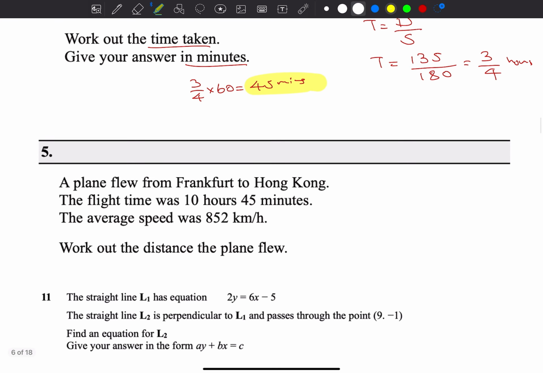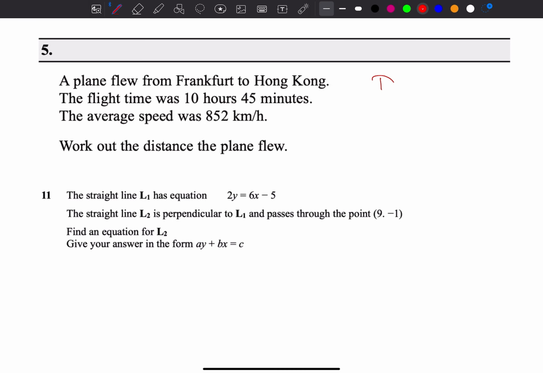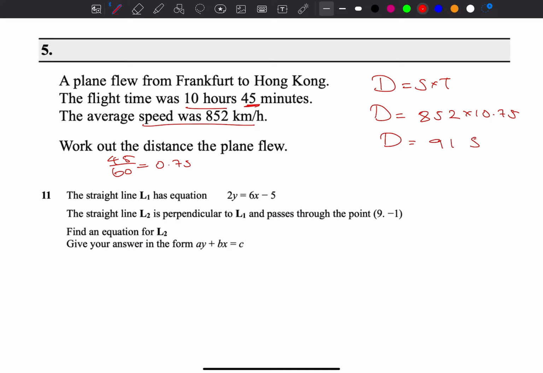Next one. Distance formula. Distance is speed times time, remember? What's the speed here? 852. 45 minutes, remember, 45 divided by 60, because you want it in hours, which is 0.75, plus 10 hours, so 10.75, right? So what's the distance? 852 times 10.75 gives you 9,159 kilometers. Make sure time is always in hours and do it properly.